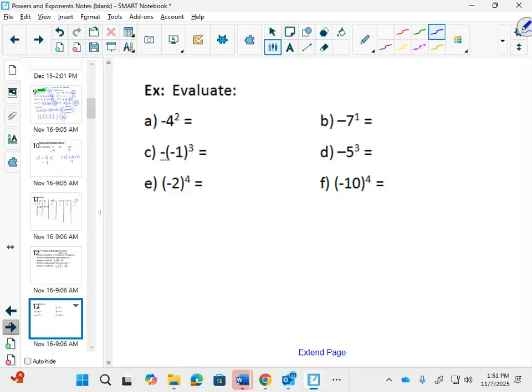Did you get negative 16? Did you get negative 7? Did you get positive 1? Did you get negative 125? Did you get positive 16? And did you get positive 10,000?